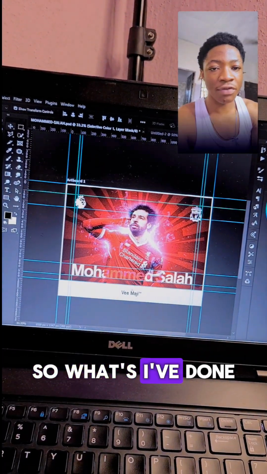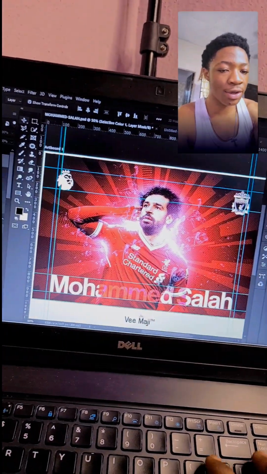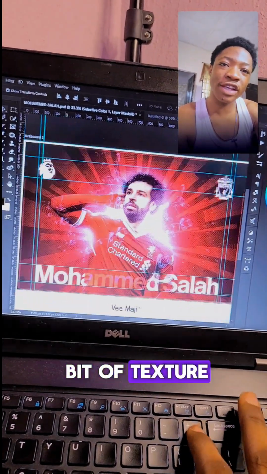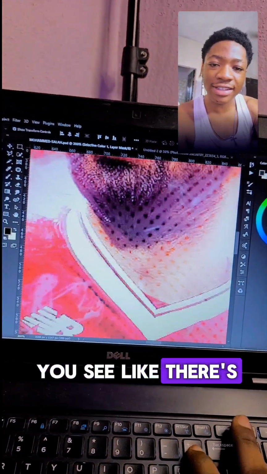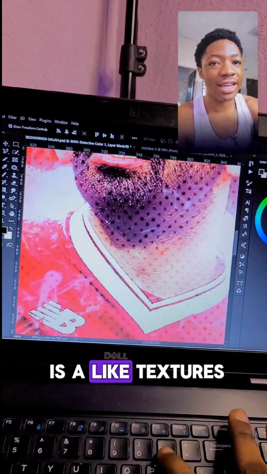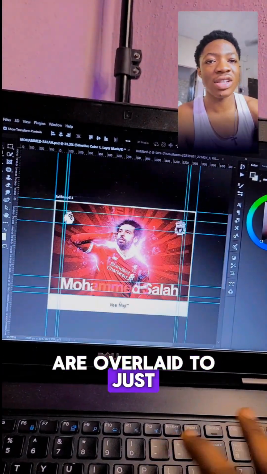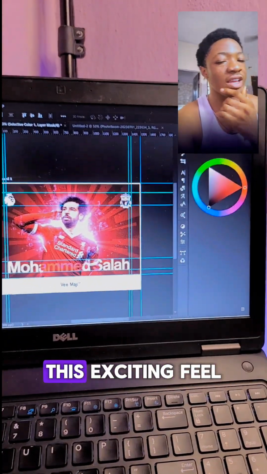It's what I've done so far, and I feel it has a little bit of texture. If you look close, you see there are dots on it. These are textures I overlaid to just have this exciting feel.